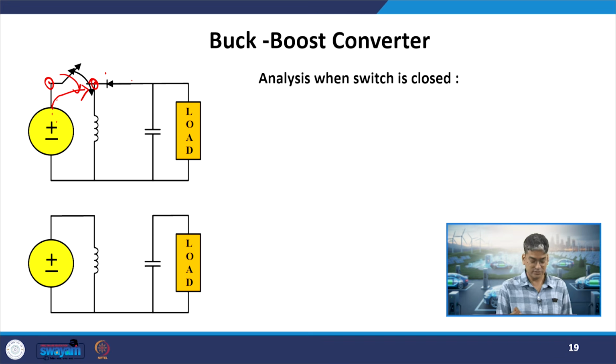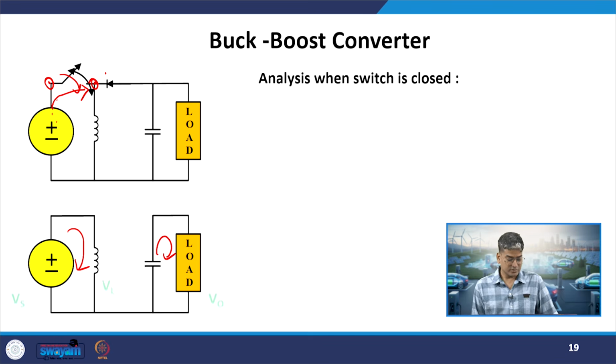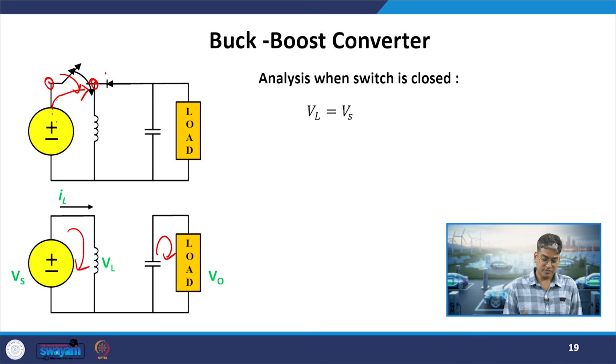So, the diode will get reverse biased and I will be left with this equivalent circuit, where the inductor is connected in series with the source and it is getting charged. On the output stage, my capacitor is feeding the load. This is the equivalent circuit when my switch is in the closed condition. Now, applying KVL, my Vs will be equal to my inductor voltage because both of them are in parallel now.